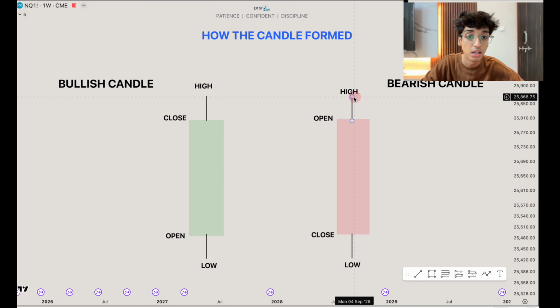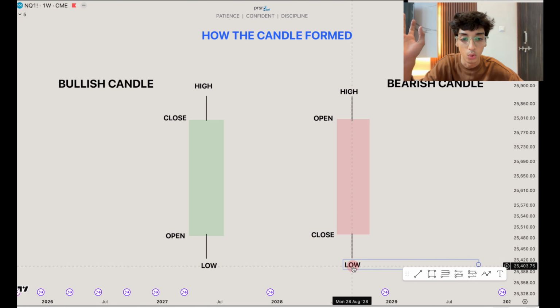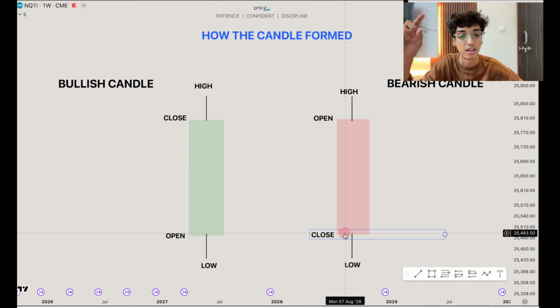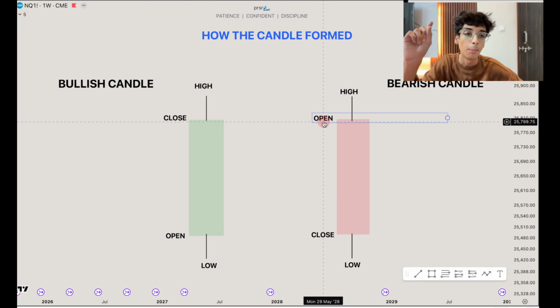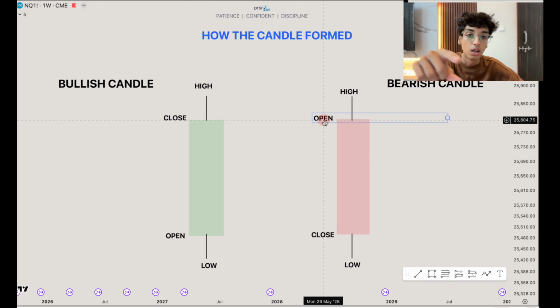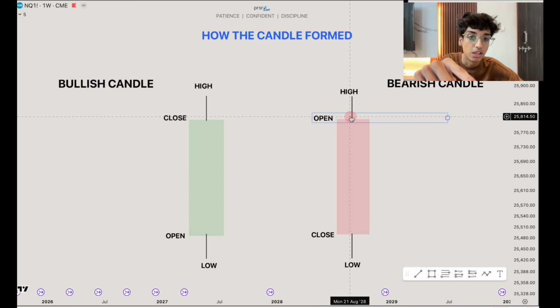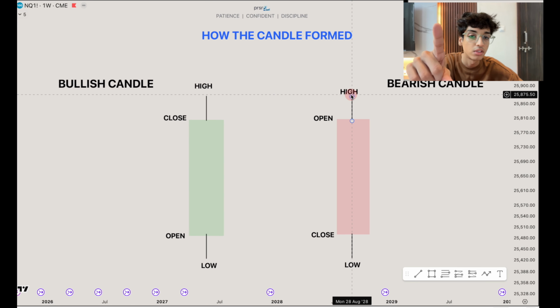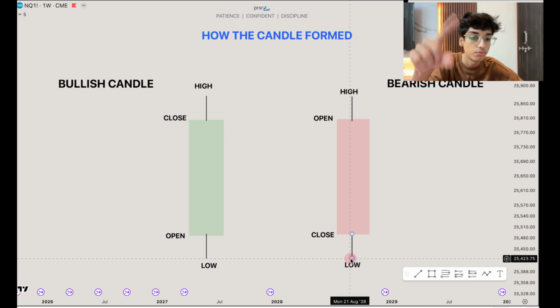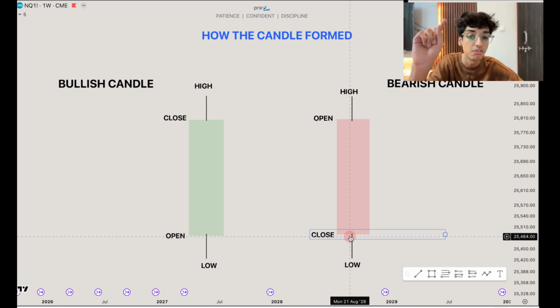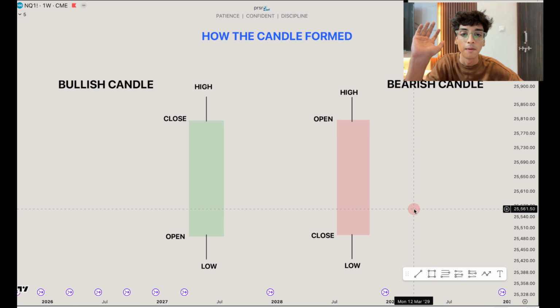Same for the bear candle: it opens, it moves higher, so it creates a high, and after that it goes lower, and at the time of closing it closes at approximately this price, so we can call it the closing price. As with the bear candle, it opens at 25,800 and we create a high of 25,875, and after that we move all the way lower to 25,400, and at the time of closing we are at 25,493. So this is how a candle is formed.